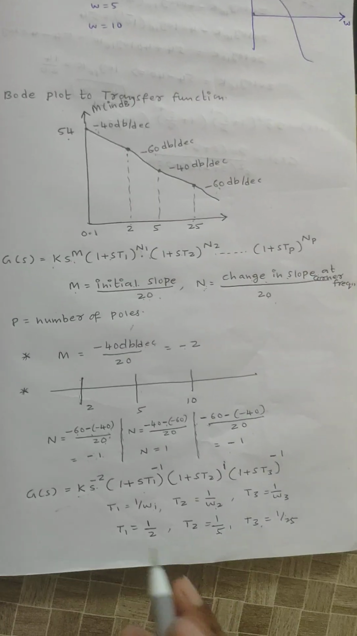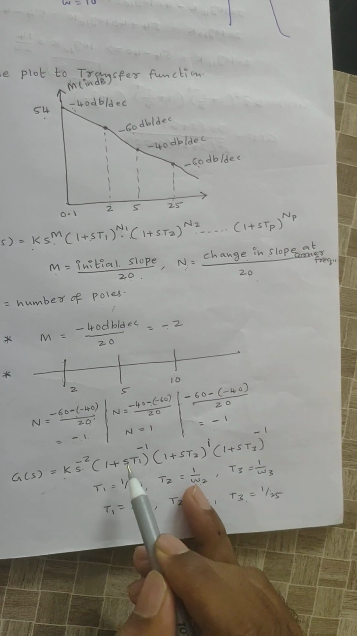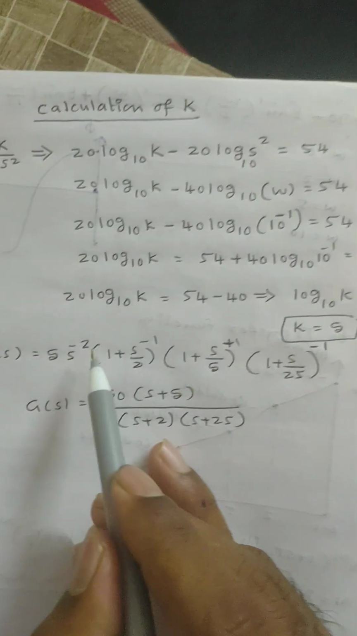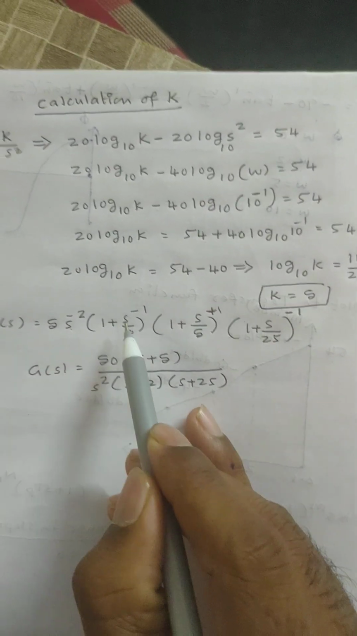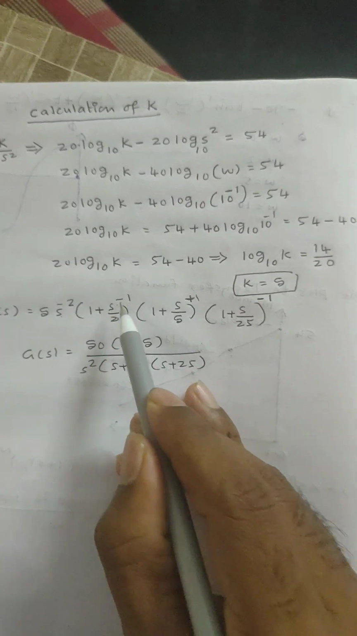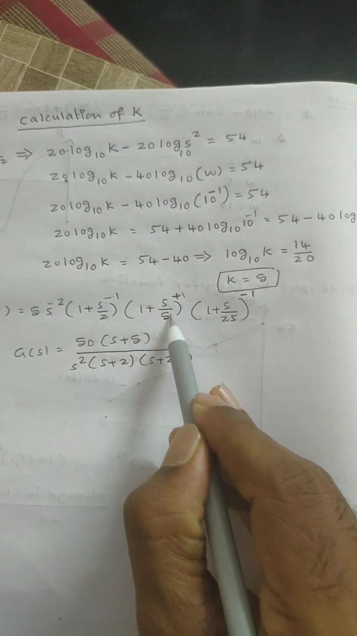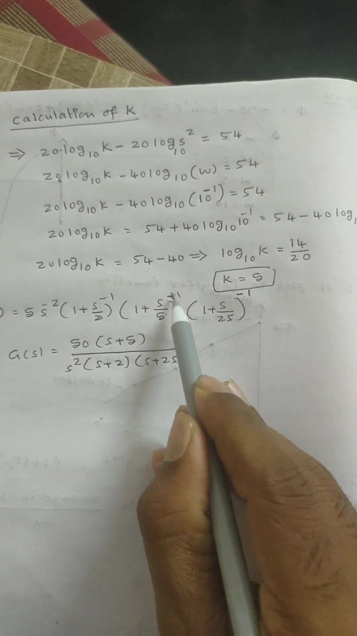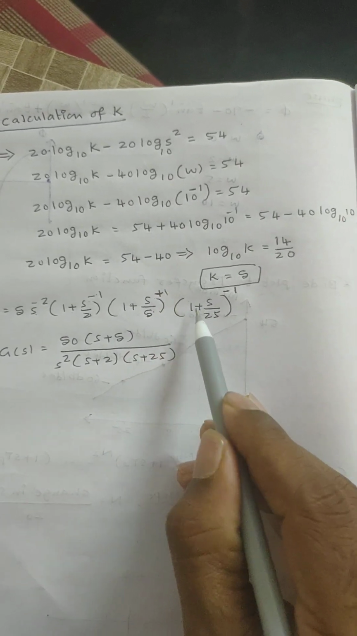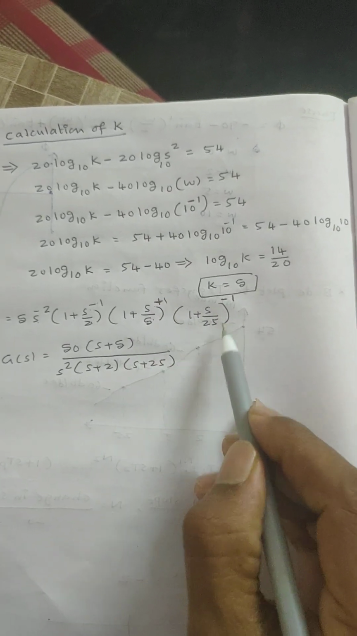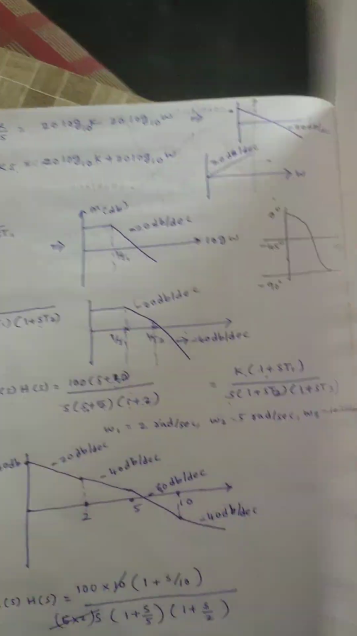Next, T1, T2, T3 values are calculated, right? Now substitute those terms here. We will get s power minus 2 into (1 plus s by 2) to the power minus 1, (1 plus s by 5), the T2 value is 1 by 5, to the power plus 1. Next, (1 plus s by 25) to the power minus 1.